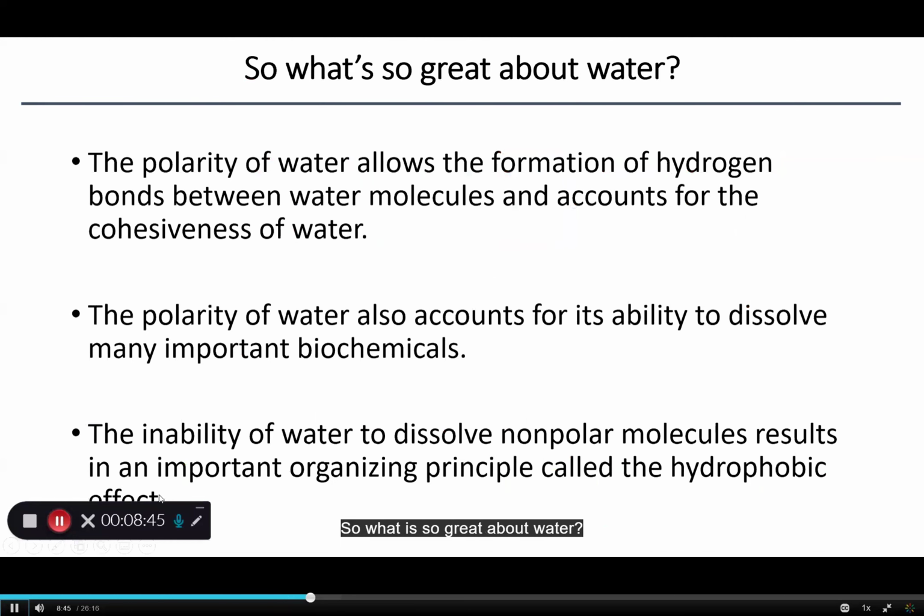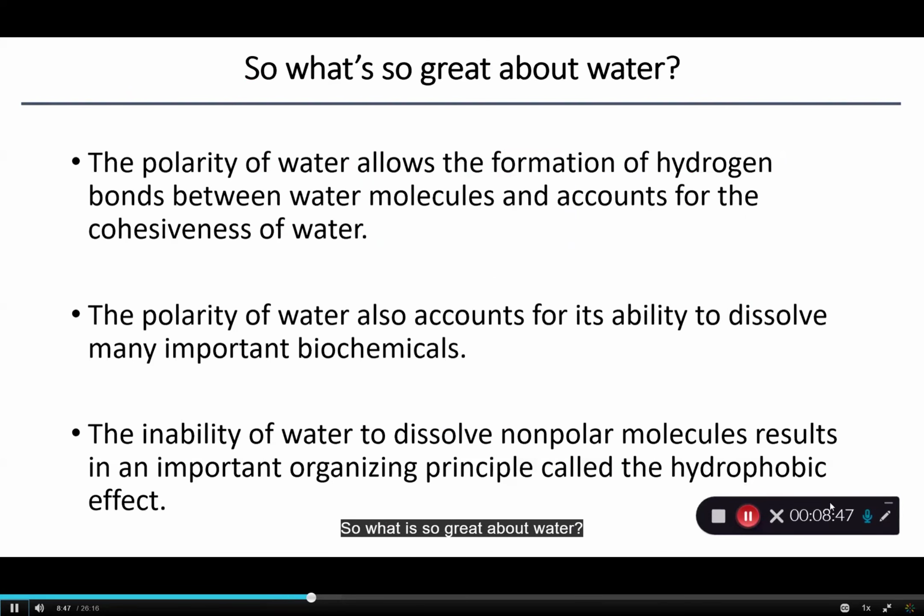Okay, so what is so great about water? I've already mentioned that it is important, but why is it so important? These are the 3 properties of water that make it so critical and essential to life. I'm going to go through each of these points with different slides to follow. First, the polarity of water allows the formation of hydrogen bonds between water molecules in liquid water, which accounts for the cohesiveness of water. I'm going to talk about that first.